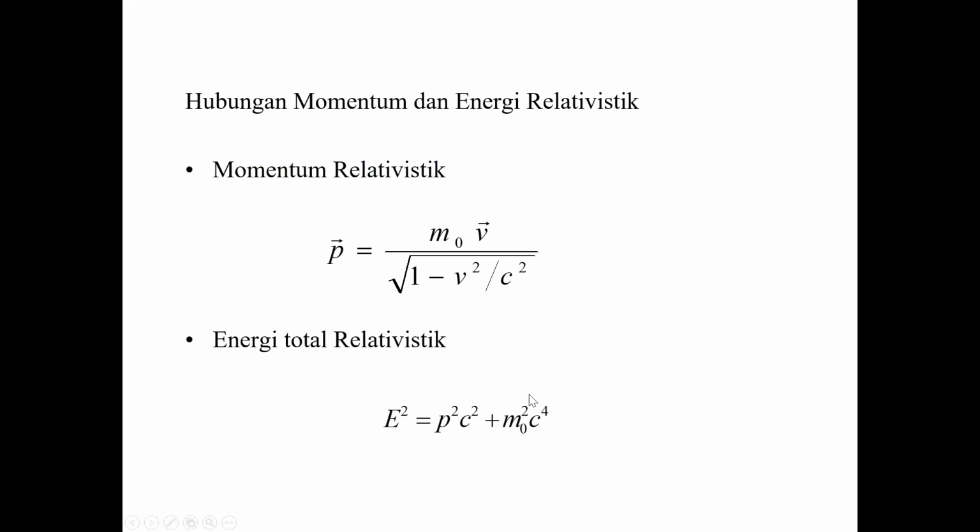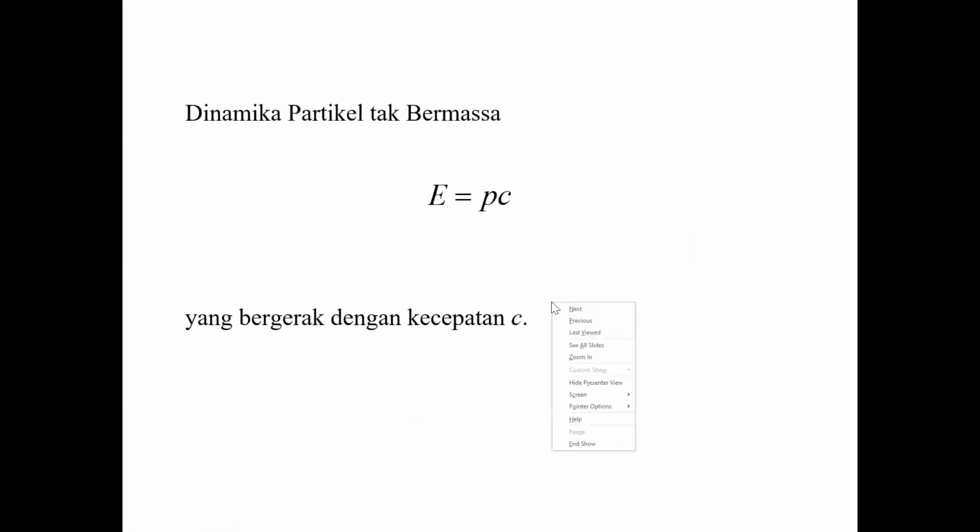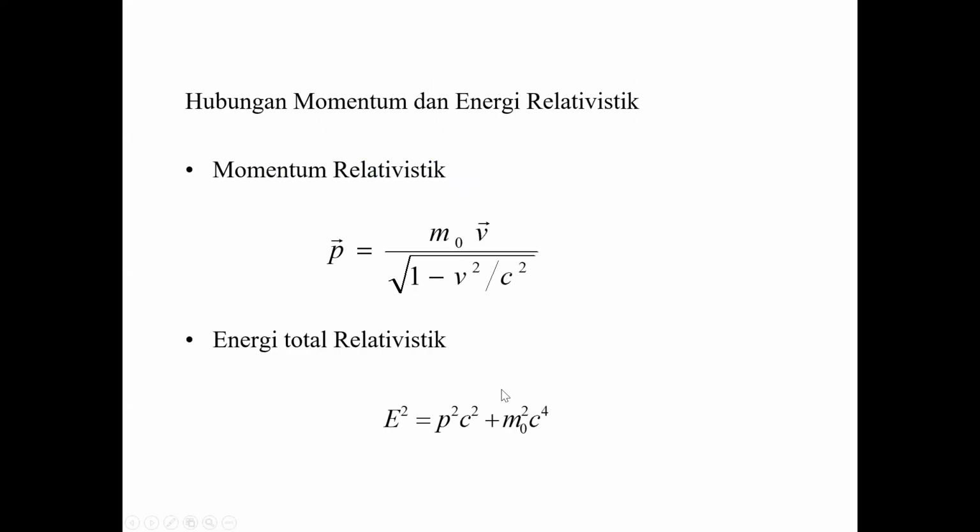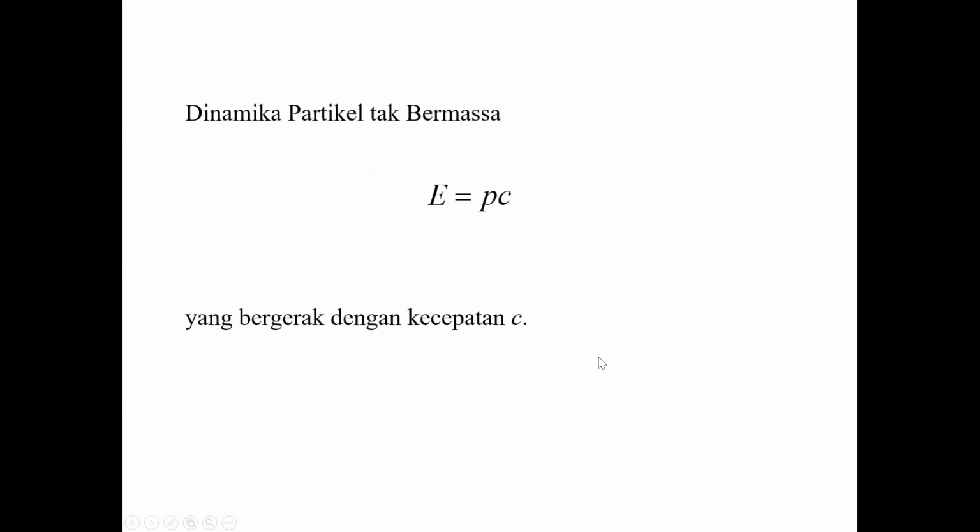So this is the total energy for a massive particle. For a massless particle, massless means we have zero rest mass. So we get this formulation. For the massless particle, the energy only depends on its momentum, and it moves with the speed c.